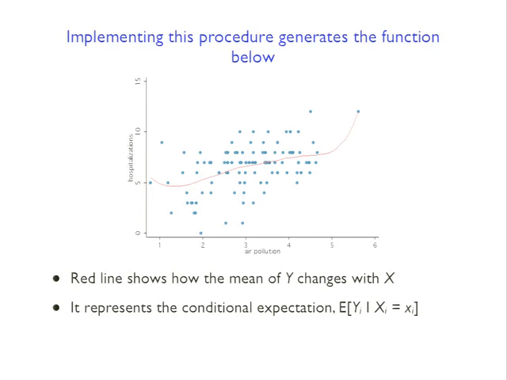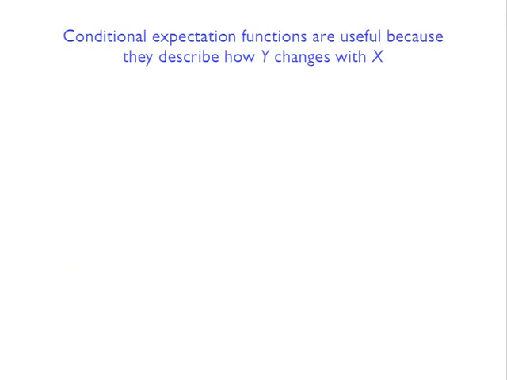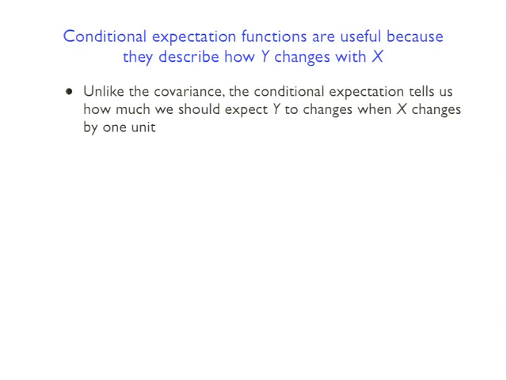The reason that we are interested in conditional expectation functions, the reason they're useful, is because they describe how y changes on average as you get changes in x. Unlike the covariance between x and y, if the covariance is positive, we know there's a positive relationship on average between changes in x and changes in y. If it's negative, then we know that those things are negatively correlated. But it's not so useful for forecasting the magnitudes of changes. The conditional expectation function, on the other hand, tells us exactly how much we should expect y to change when x changes by 1 unit on average.